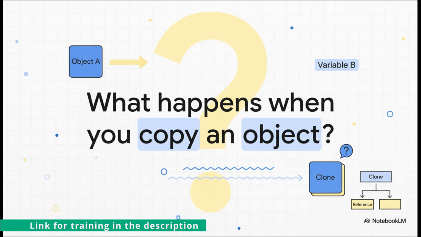So let me just ask you this straight up. You got an object, you assign it to a new variable. What do you have now? Are they two totally separate, independent things? Or is there something a little more sneaky going on under the hood?